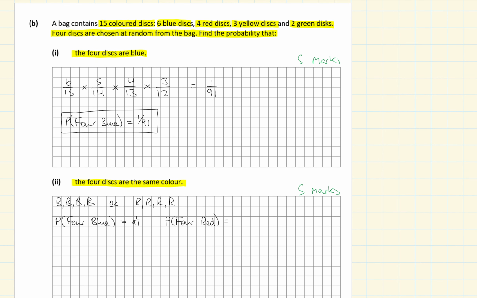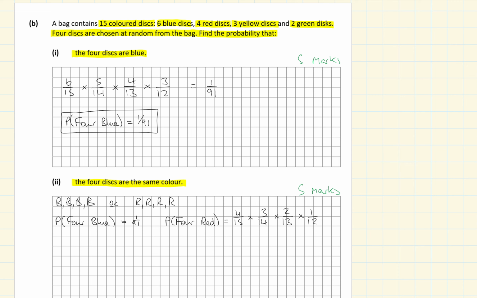So same principle as part 1. For red there's 4 of them. So when we first pick there's 15 discs. We have 3 red left and 14 discs. 2 red left and 13 discs. We've 1 red left and 12 discs. And we're going to put that into our calculator: 4 over 15 by 3 over 14 by 2 over 13 by 1 over 12.